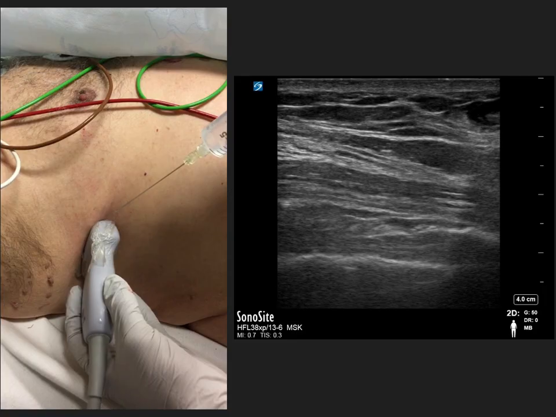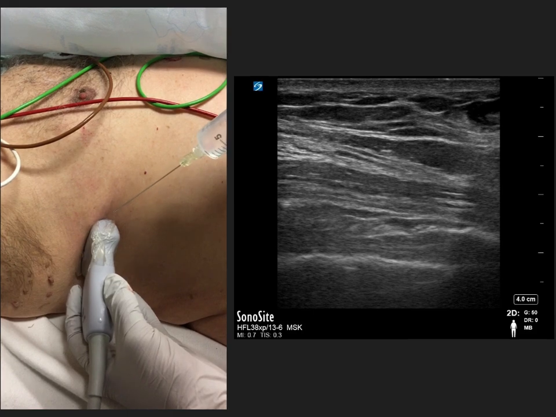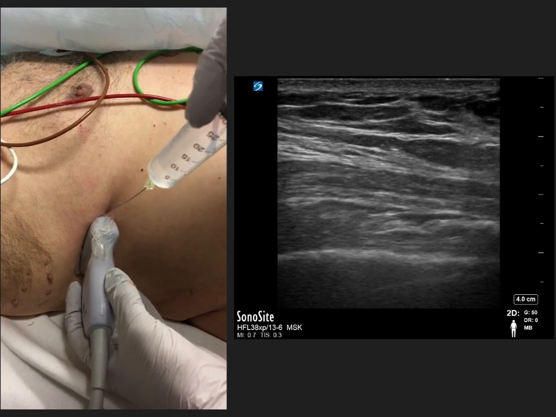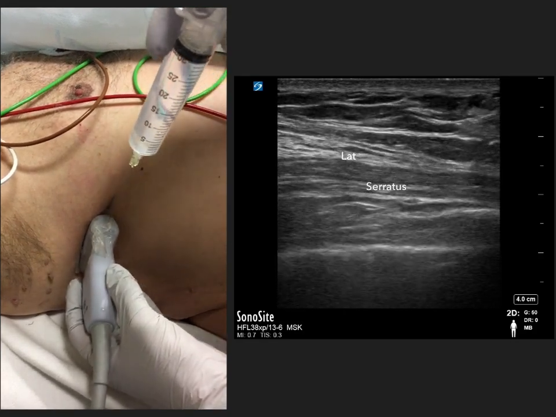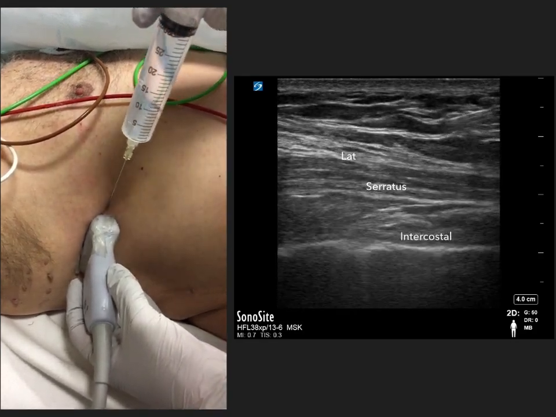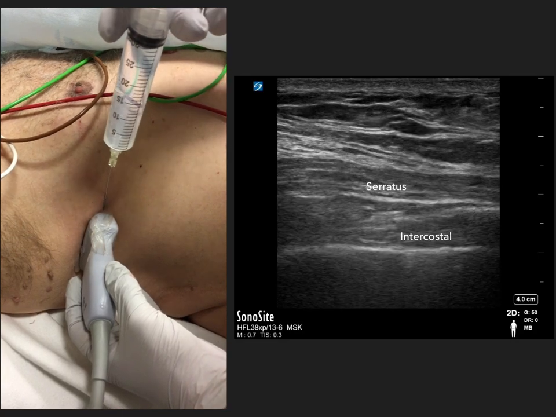Finally, let's take a look at the procedure from start to finish. The skin has already been scrubbed with chlorhexidine, and I've raised a skin wheel with lidocaine to make the spinal needle a little more bearable for the patient. Just to refresh our landmarks one more time, you see the lat tapering to a point, the serratus underlying, and the intercostal below that just above the pleura.